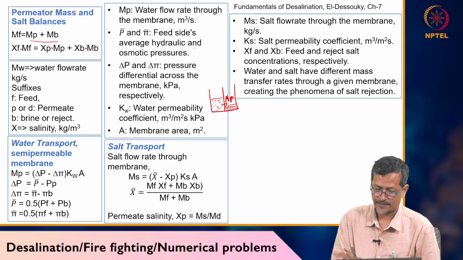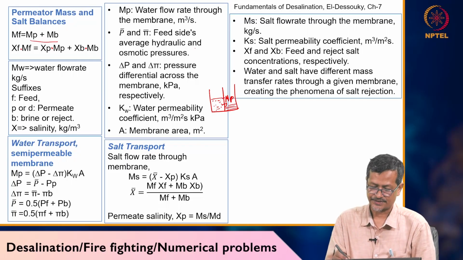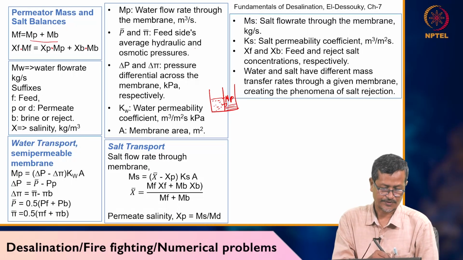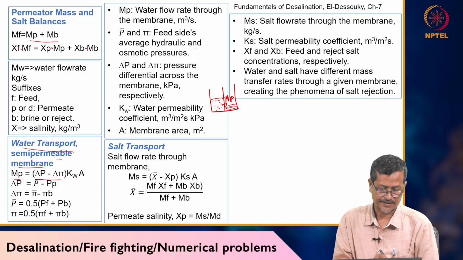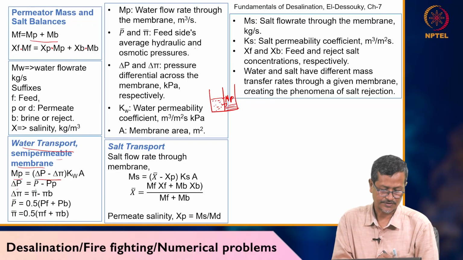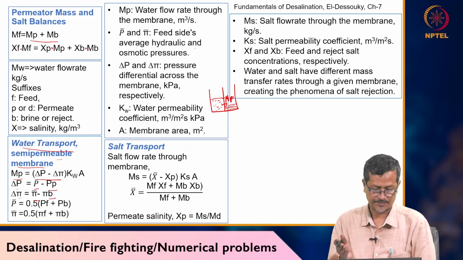KW is the water permeability constant, in meter cube per meter square second kPa. When you have a membrane, it will have some water permeability constant. A is the membrane area, so how much area is there in the membrane. Now for water transport through a semi-permeable membrane, the formula is MP equals (del P minus del pi) KW A. You should remember this formula. Del P equals P bar minus PP, del pi equals pi bar minus pi P, and P bar and pi bar are also calculated using formulas like 0.5 (PF plus PB), and in the same way 0.5 (pi F plus pi B).